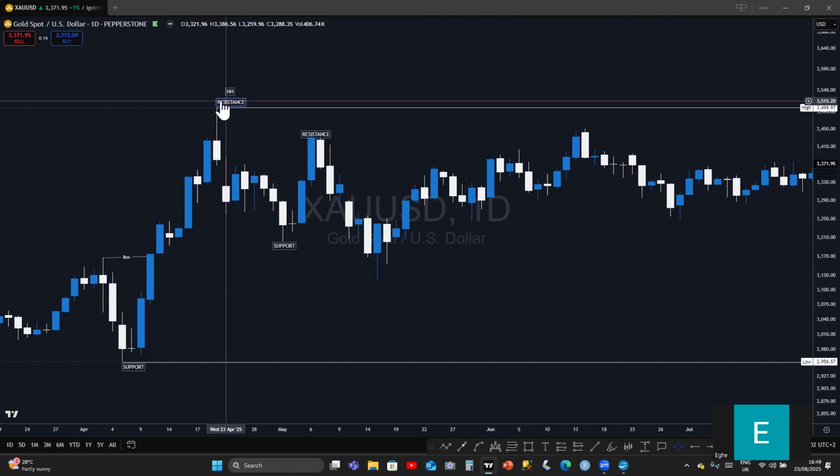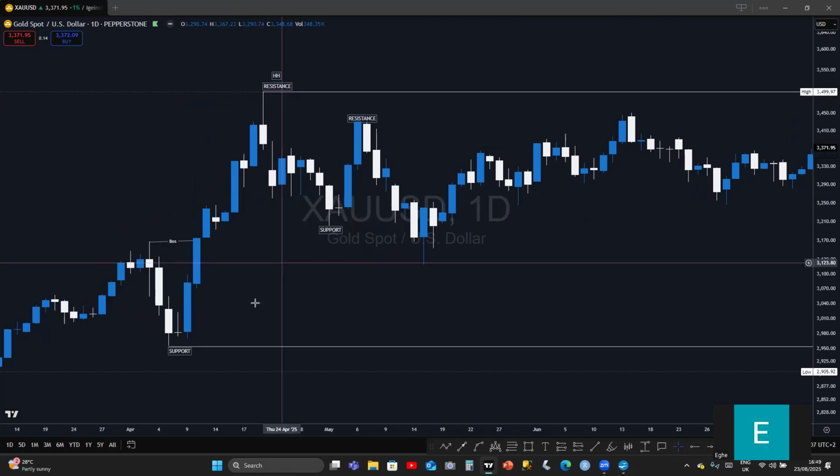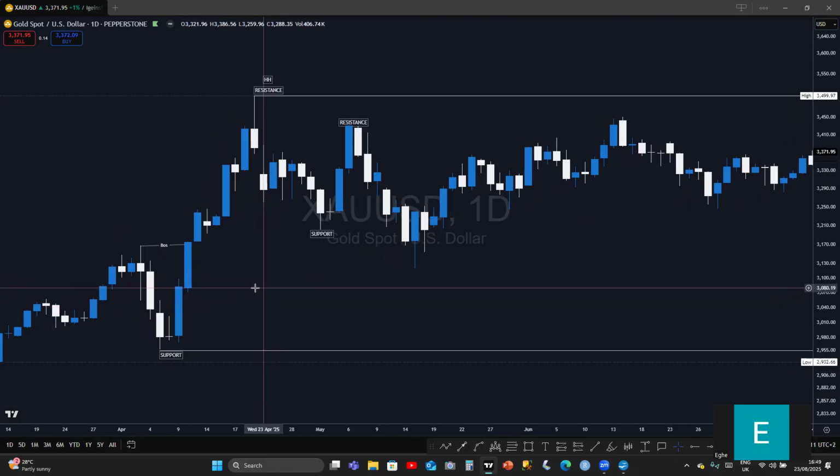Which one is the higher high? Okay, the one on top of that resistance. This high and this high, which one is higher? The one on the left is the high, the one on the right is higher. Yes, this one is higher.